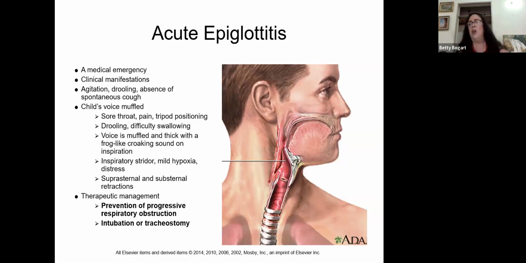I can't breathe. What are you going to see? This is a child who can't cough.